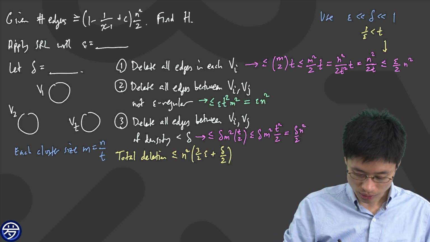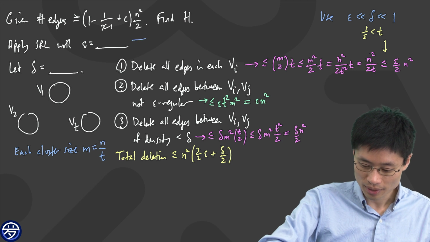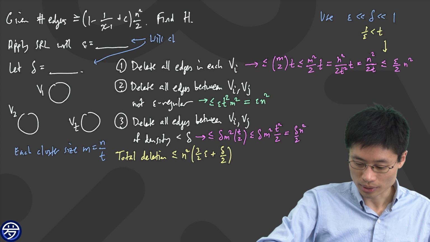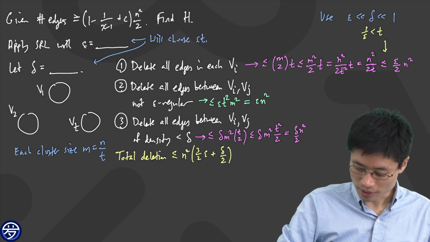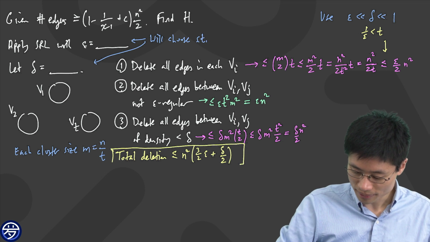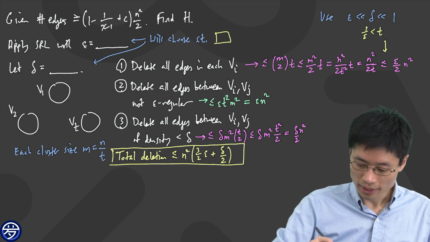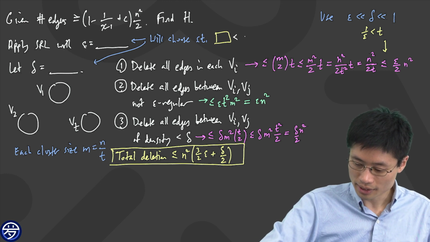So we are going to choose those, and we'll make a little comment already. We'll choose those such that, let's call this total deletion a yellow box, such that the total amount we deleted is actually less than c n squared over 2.